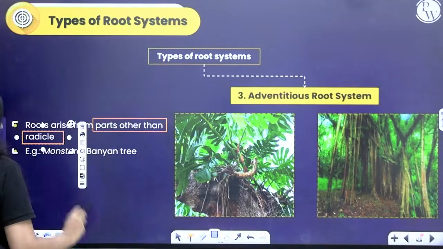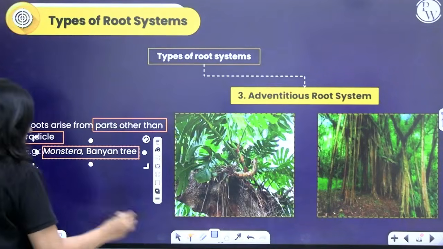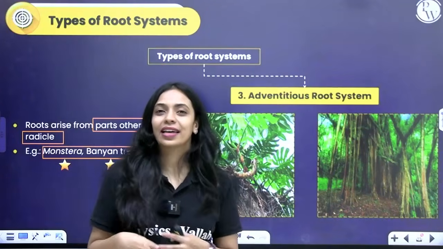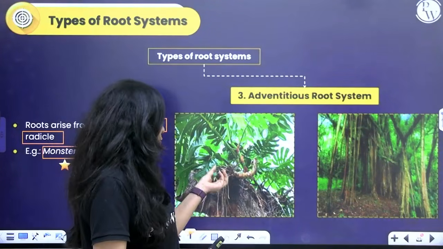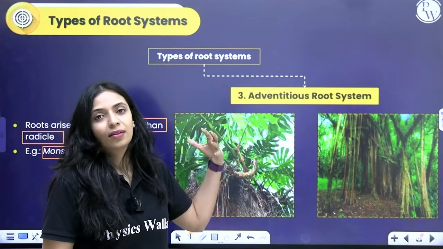Where can you see them? You can see them in plants like monstera and banyan tree. I'm sure all of you have seen monstera, right? Monstera has very nice, pretty big leaves. You see a lot of roots arising from this plant that have not formed from the radicle.